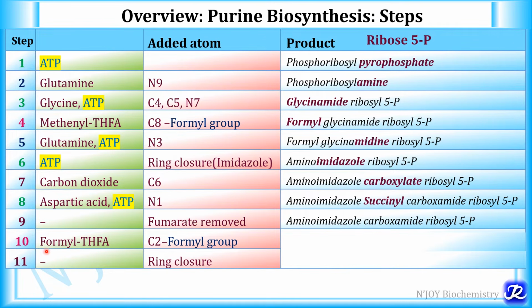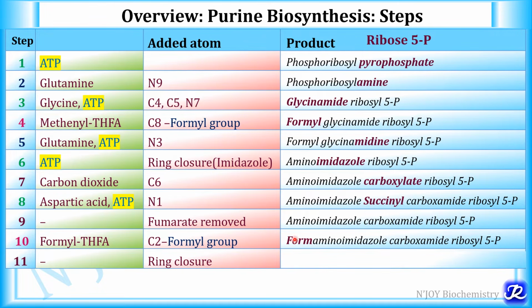In the 10th step, formyl tetrahydrofolic acid is the donor, and it is responsible for the contribution of the carbon present at number 2. So the formyl group is donated. Again the name will have the formyl word: formamido-imidazole carboxamide ribosyl 5-phosphate. So here at the 10th step, the product formed is formamido-imidazole carboxamide ribosyl 5-phosphate.